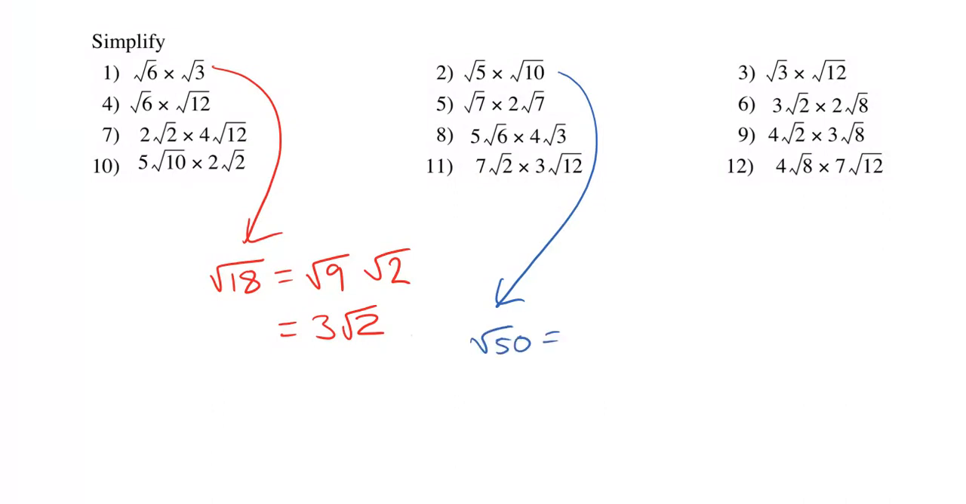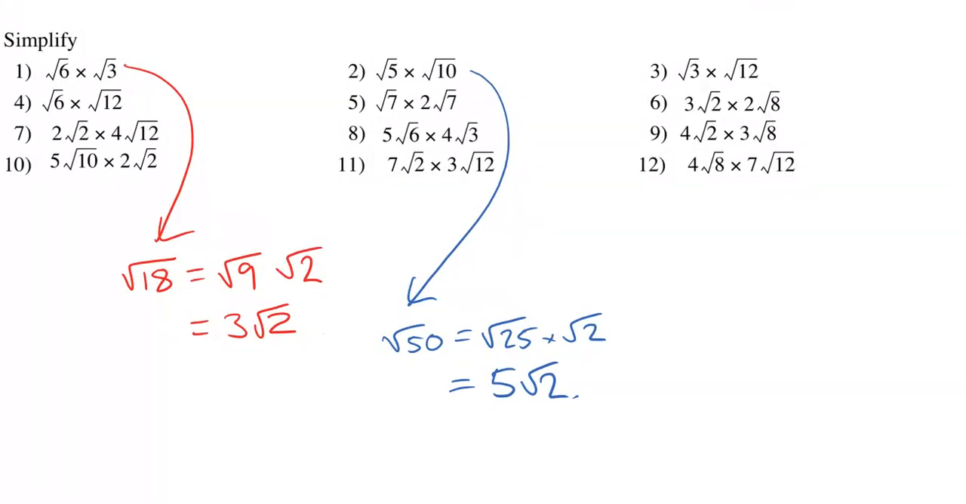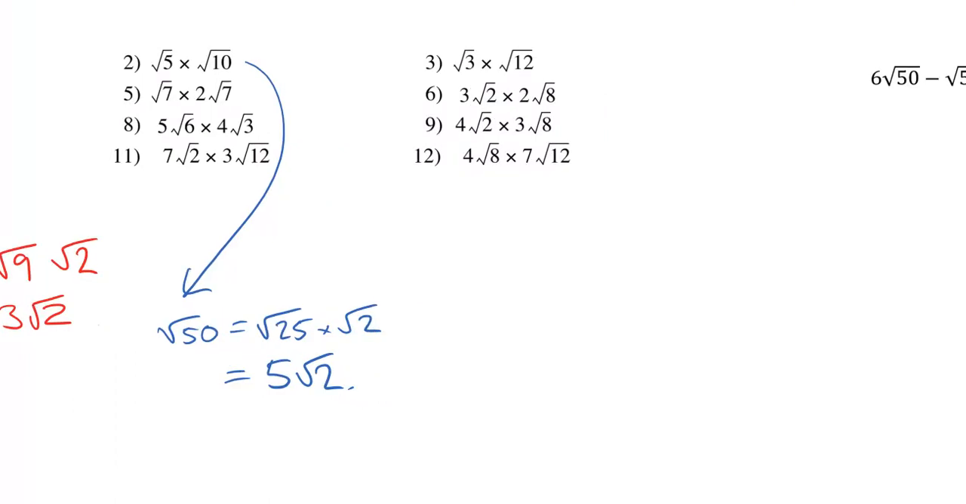And I need to think of a creative way to split up the root of 50 so I get a square number. Well, 50 is 25 times 2. So square root of 25 times square root of 2, which is going to be, of course, 5 root 2. Now, let's have a look at another example.